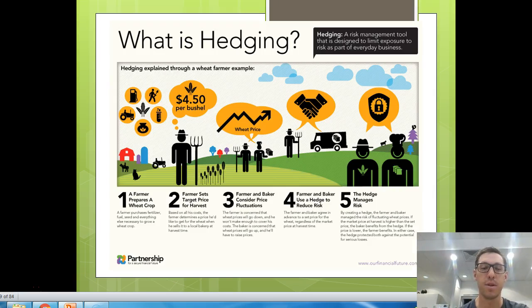There's an example for you just to have a look at. If you read through from step 1 to 5, you can see an example of hedging for a farmer who's looking to sell wheat in the future. And by hedging, or locking in the price today for the price in the future, they are dramatically reducing their risk.